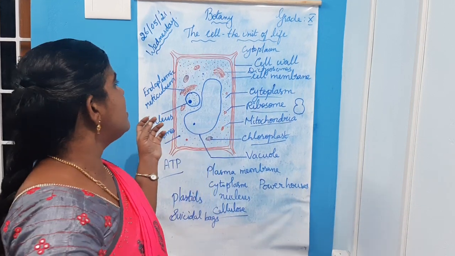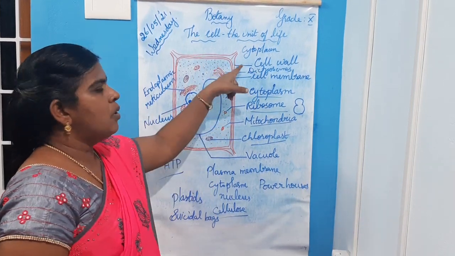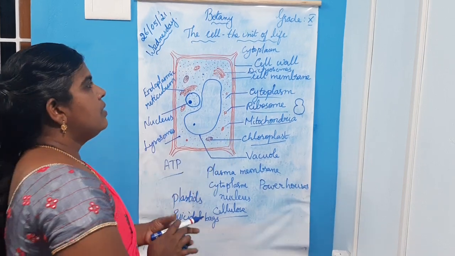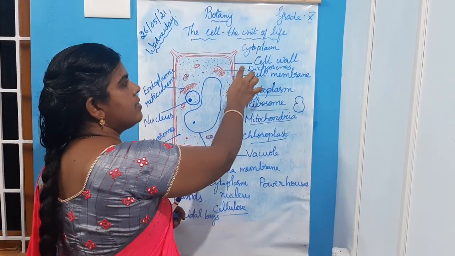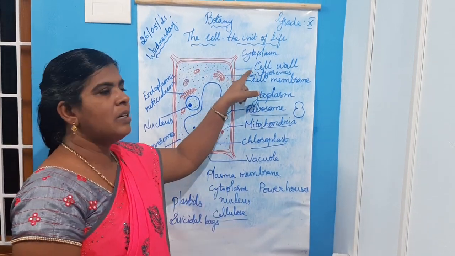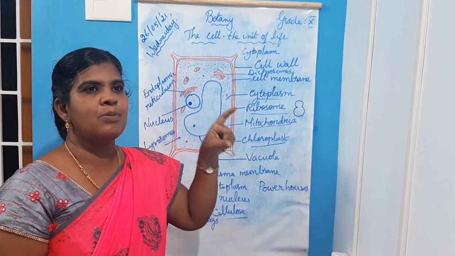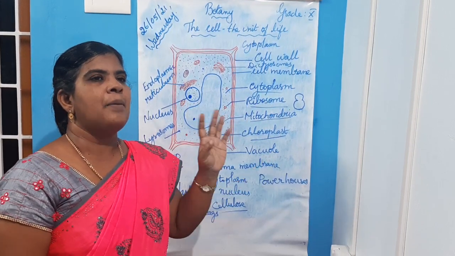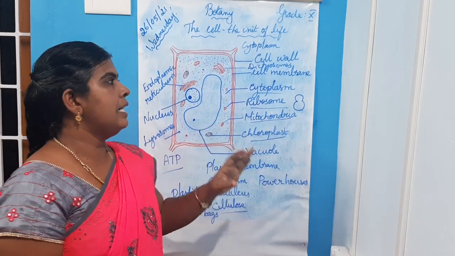Now, you all have the idea about the plant cell. This outer covering is the cell wall, the outer covering of the plant cell. What about its function? It gives protection as well as rigidity to the plant cell. But it is absent in animal cells.